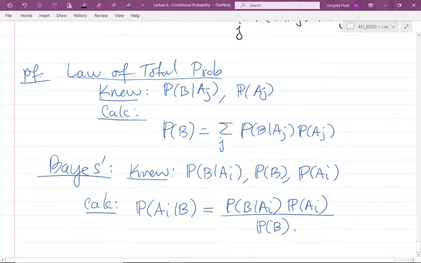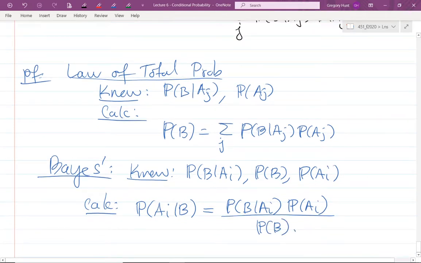All right. And this is just a review of these two laws. And what we can do is, notice that we know the same things for each of them. Let's back up. These four: B given A sub J, yes. So we know B given A sub I. We know the probability of A sub J, so we know the probability of A sub I.